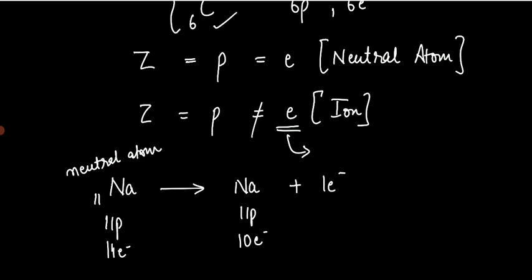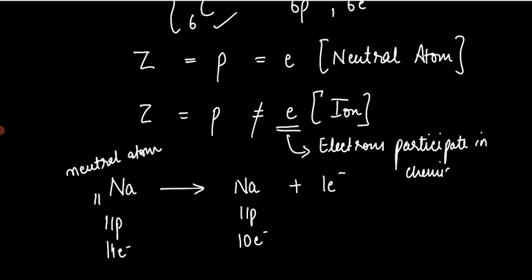Now it has lost one electron in order to participate in chemical reactions. Atoms do not lose electrons unless they are going to participate in chemical reactions. So always remember, electrons participate in chemical reactions.